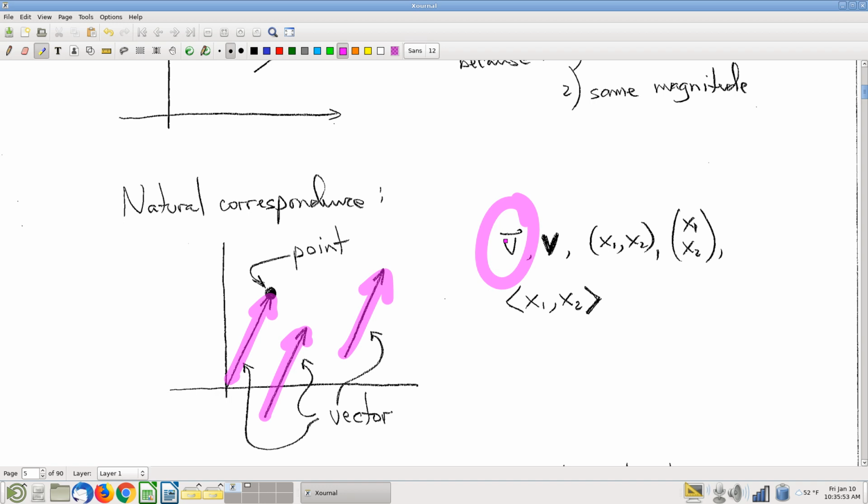Hey, by the way, don't forget, that's a vector. That's not a number. This is not 6. This is a completely different kind of object. This is a new critter. This is a vector, not a number.